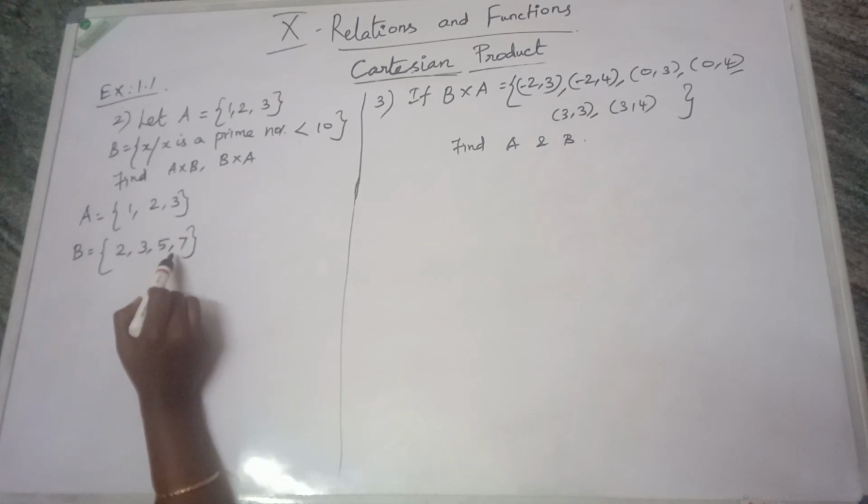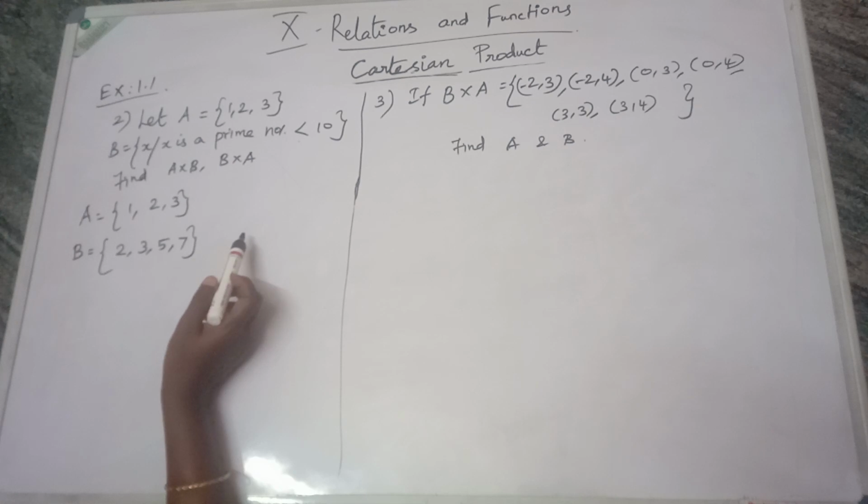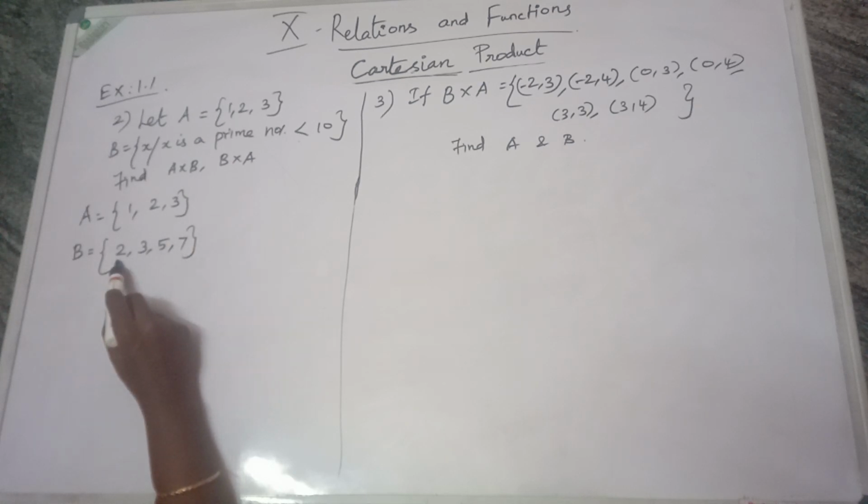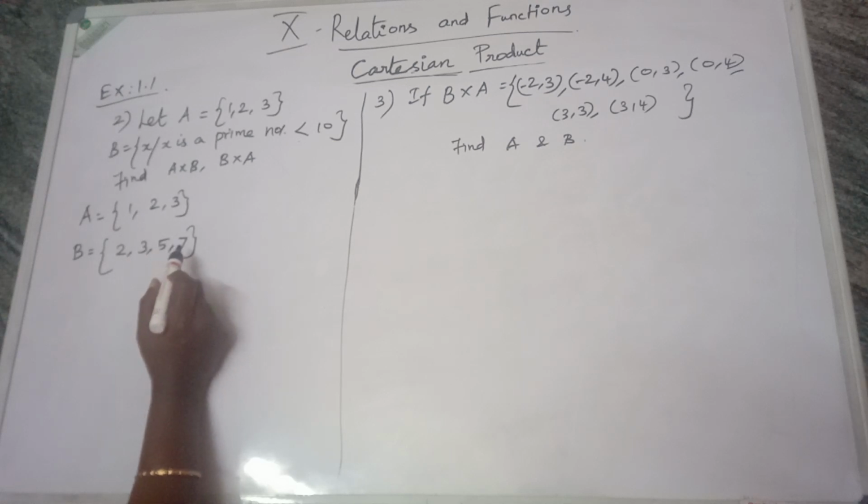These are all the prime numbers less than 10. In the number system, all the prime numbers are odd except the number 2. Only one prime number is an even number, and that is nothing but 2. So this 2 is called the even prime number. Only one prime number is there.